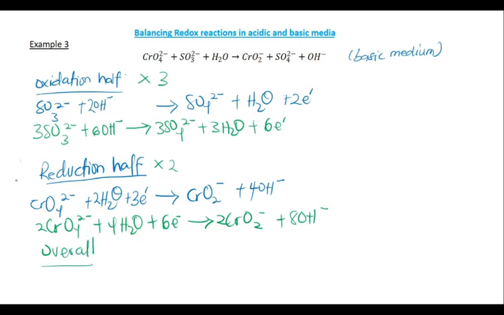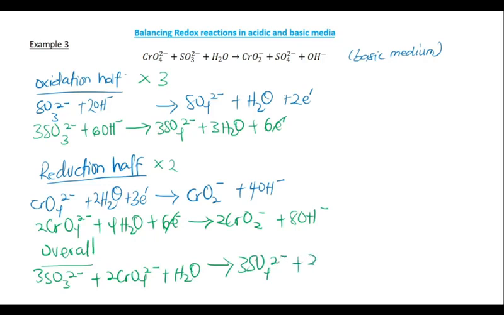So our overall reaction, we just add up everything we have over here. So we have 3 SO3 2- plus what? 2 CrO4 2-. We have water here is 4, water here is 3, so it means here has a larger amount of water, so we'll be left with what? Just a mole of water at this side. The electrons will cancel out, so we can go ahead and write what? 3 SO4 2- plus 2 CrO2- over here.